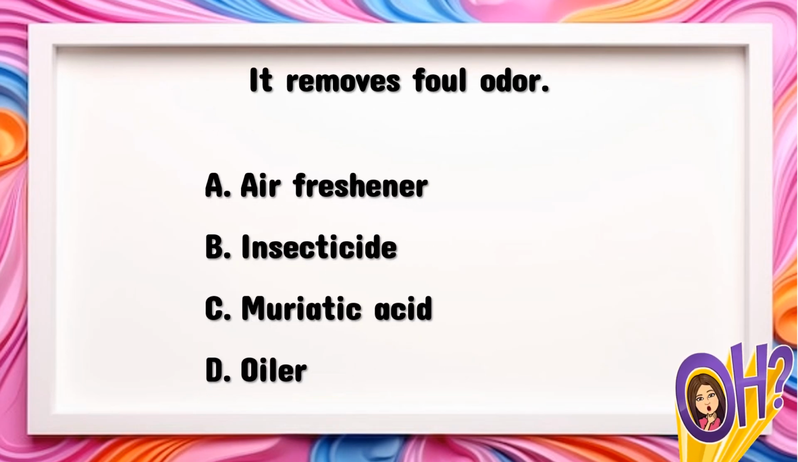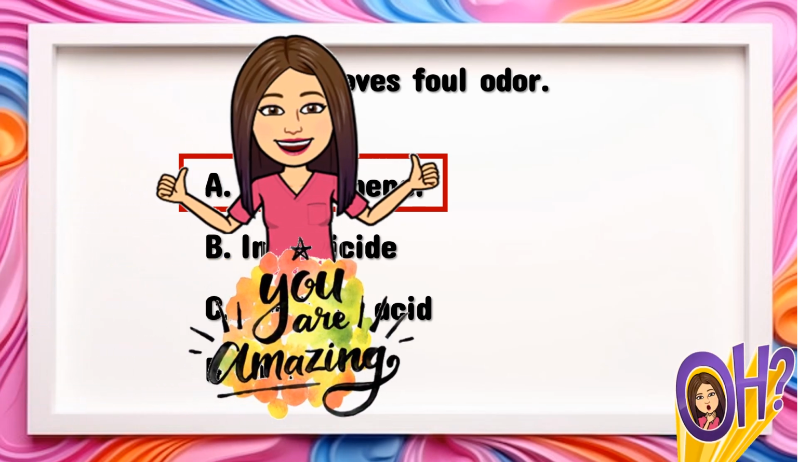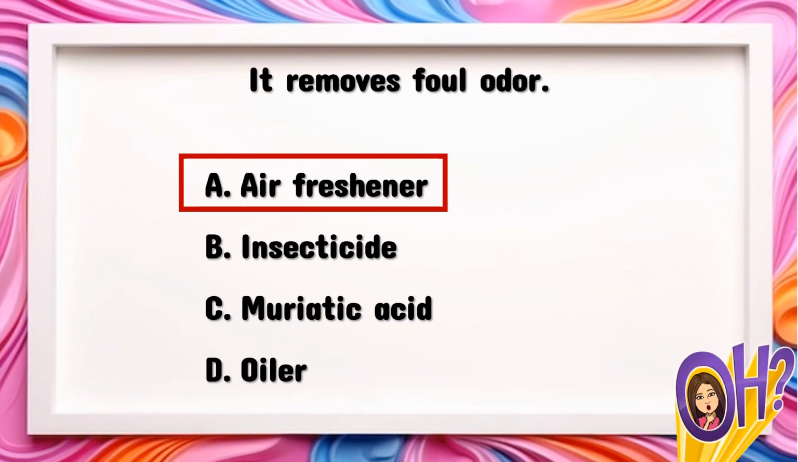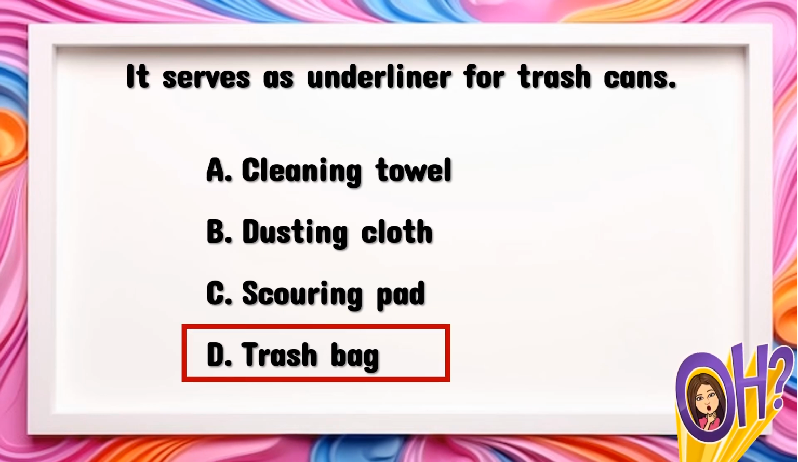It removes foul odor. A. Air freshener. B. Insecticide. C. Muriatic acid. D. Oiler. It's letter A. Air freshener. It serves as underliner for trash cans. A. Cleaning towel. B. Dusting cloth. C. Scouring pad. D. Trash bag. It's trash bag, letter D.